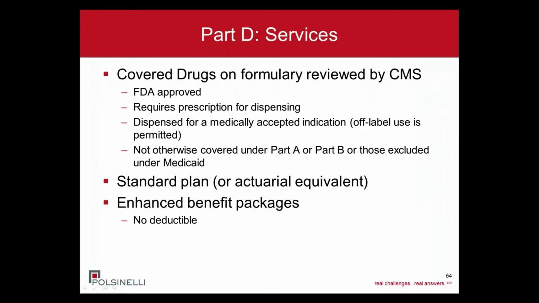The drugs covered by the Part D plan depend on the plan, but you have to meet certain baseline requirements. They have to be FDA-approved drugs that are furnished for a medically accepted indication, and they have to be drugs that are not otherwise covered under Part A, Part B, or those that are excluded under Medicaid. There is a standard plan, and beneficiaries can buy into better plans that have lower deductibles or more coverage, so enhanced benefit packages. It really depends on how much you want to spend, for how much coverage, and how little out of pocket you want to pay for those drugs.